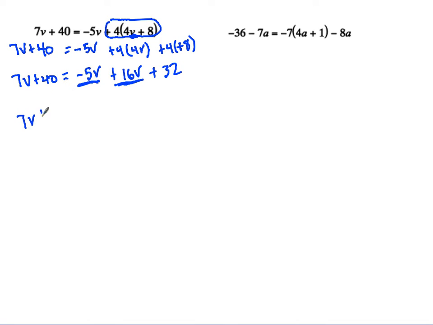7v plus 40 equals negative 5v plus 16v would be 11v plus 32. So now I look at my variable terms. We had to do all that work to get down to this point where I could start to solve it. So minus 7v, that'll be 40 equals 4v plus 32.